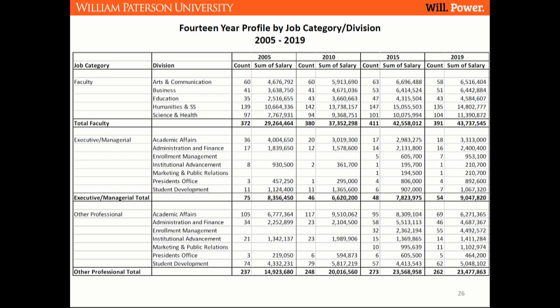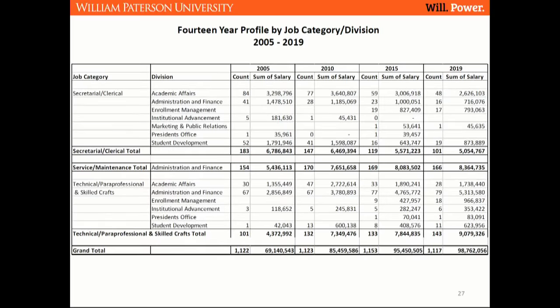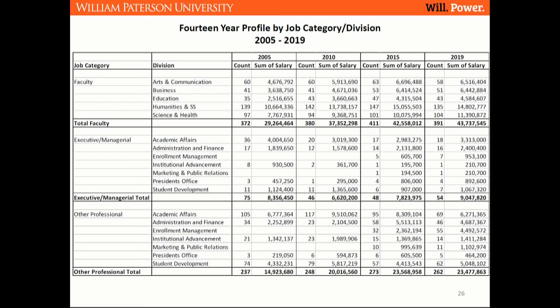So there's a lot of shifting, and particularly if you look at between secretarial clerical, where in 2005 we were at 183 employees, and that category of employees is down to 101. But you can see that in technical paraprofessional, it jumped up from 101 to 143, and in other professionals, it went from 237 to 262. So there's been a lot of movement, not only departments moving between different divisions, but classifications of employees moving between different divisions.